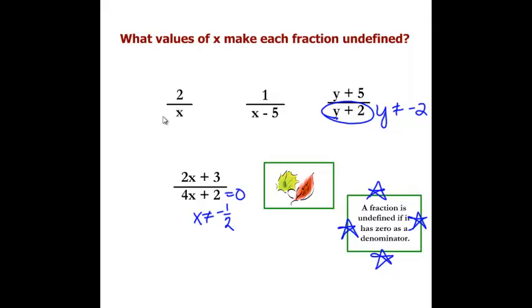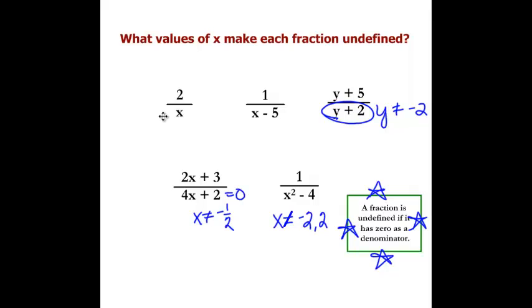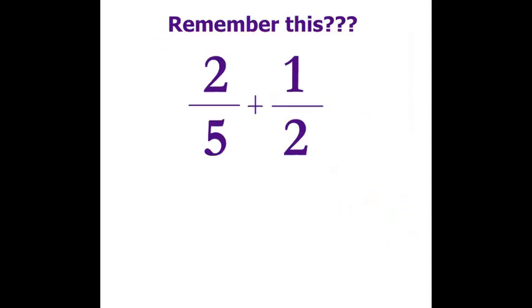And the last one, don't get tricked. We can't have x equal to -2 or 2 there. It's important to think about that because we're going to be working with these algebraic fractions and we need to be aware of impossible circumstances. Okay? Back to adding fractions.